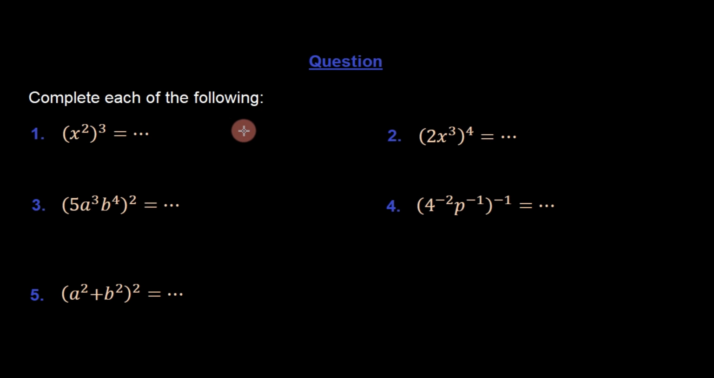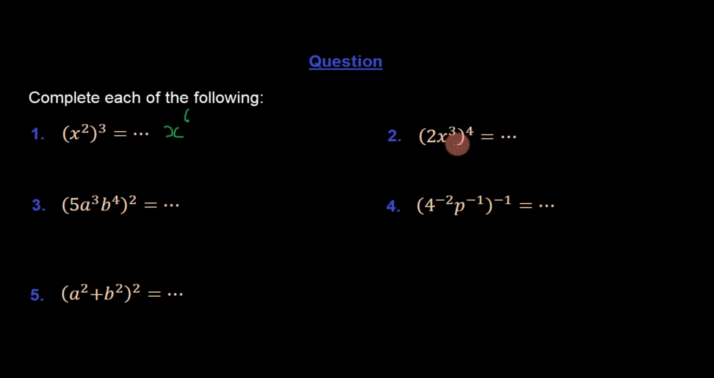Please try these questions on the third law before you look at the answers. In number 1, we have x squared, all cubed. So we have brackets, and we can apply the third law. We can multiply the power inside the brackets with the power outside. So it's x to the 2 times 3, or x to the 6th.